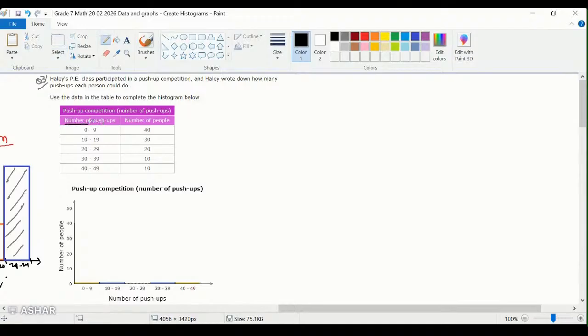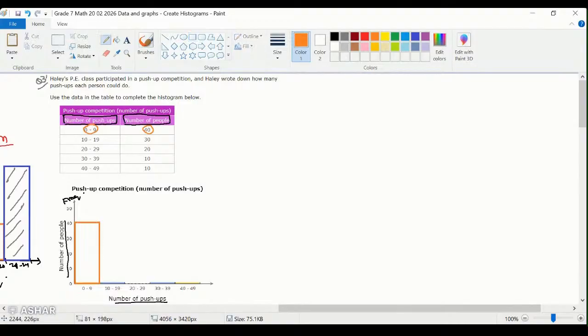These are the number of push-ups done, which is represented on the x-axis, and how many people were doing a certain number of push-ups. This is on the y-axis, also known as the frequency axis. Frequency tells us how much something is being repeated, right? So between 0 and 9, there were 40 people.